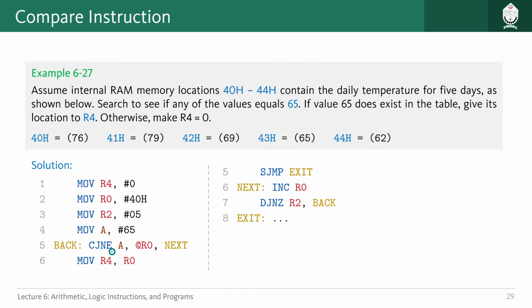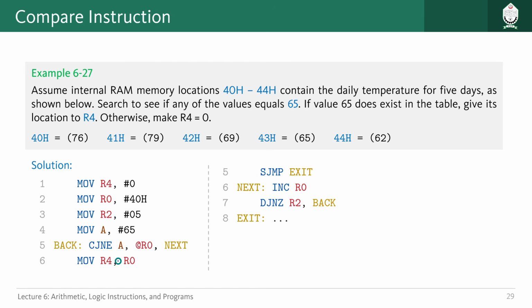So here you see what we are doing. We are comparing the RAM location inside of R0, which is currently 40H. So inside of the 40H location, what is the value currently saved? Comparing that with 65. So we are basically comparing 76 with 65. And if they are not equal, we will go to the next level.